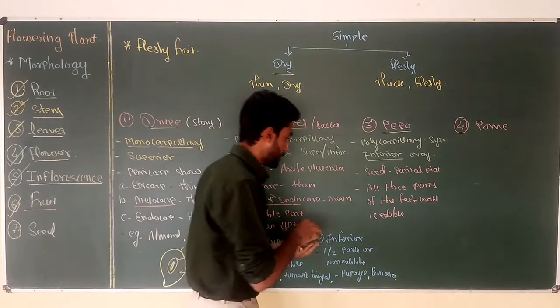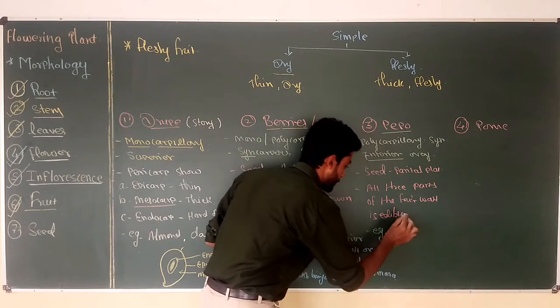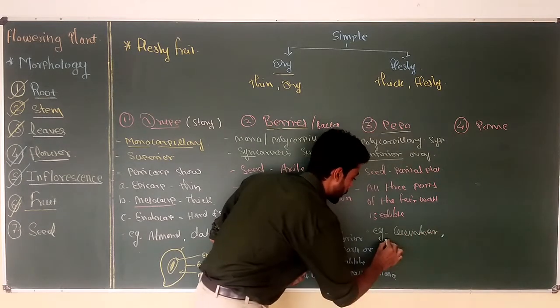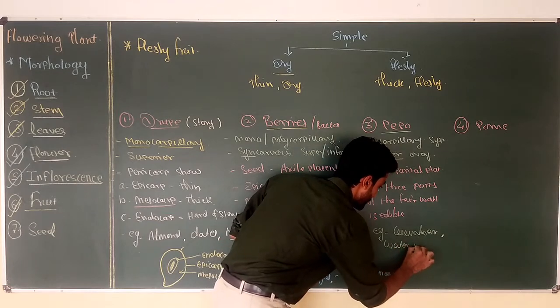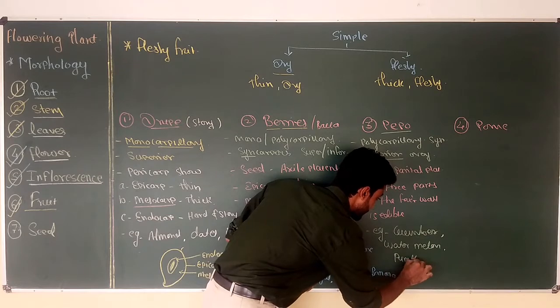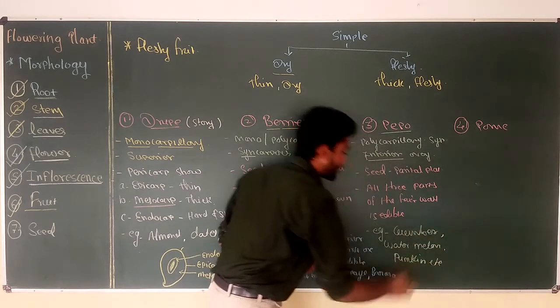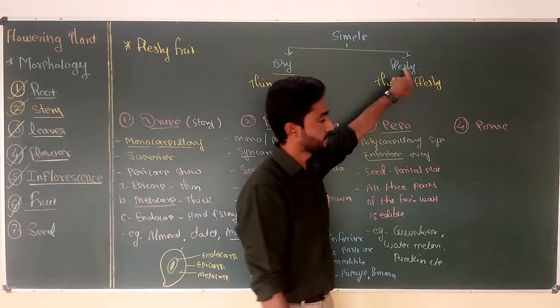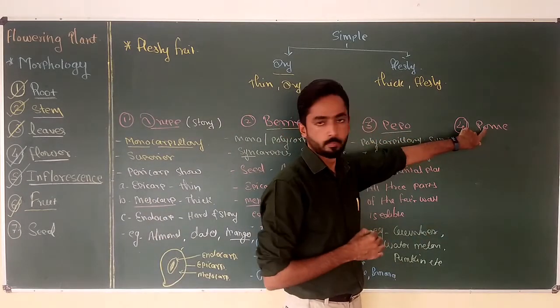So, well-known example of this fruit is cucumber, then watermelon, pumpkin, etc. Okay. The last type of the fleshy type of fruit is pome.